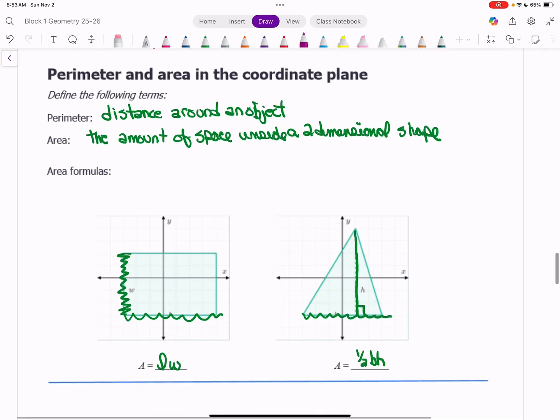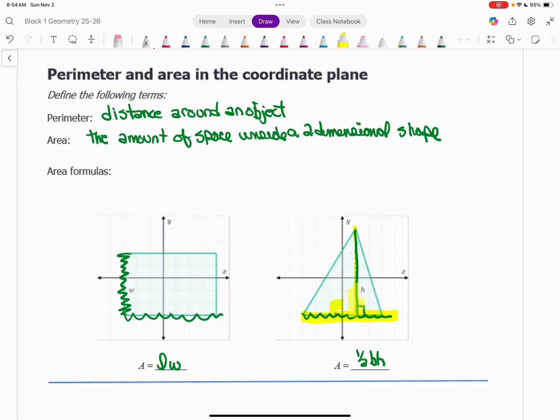All right, I'm not sure why these definitions came after the fact, but the perimeter is the distance around an object, and the area is the amount of space inside a two-dimensional shape. Area of a rectangle or a square is just length times width, and the area of a triangle is 1/2 base times height. And it has to be the perpendicular. Remember, it has to be the straight sides.